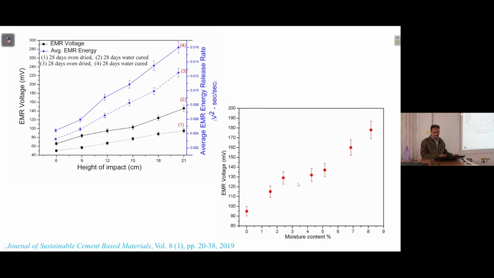You see, dried sample, again if water is added, then the signal actually tends to increase. But of course it attains a saturated value. Beyond this, no other further increase. Even if you add water, it won't be able to further absorb, or further increase in signal won't take place.